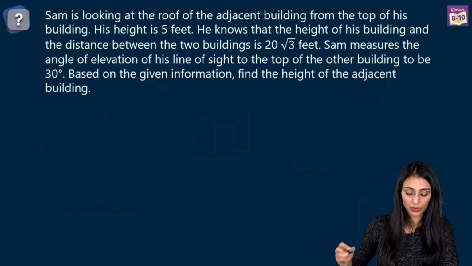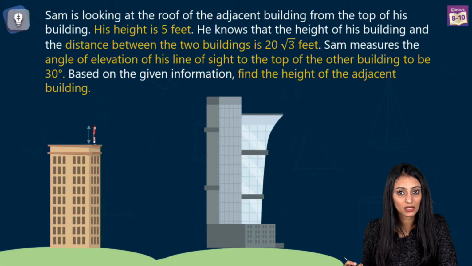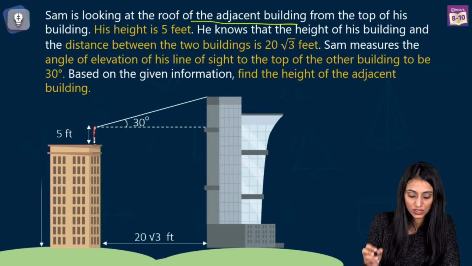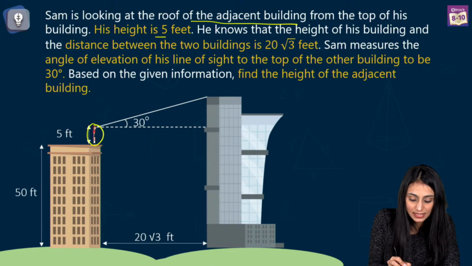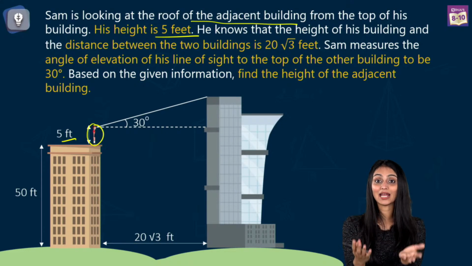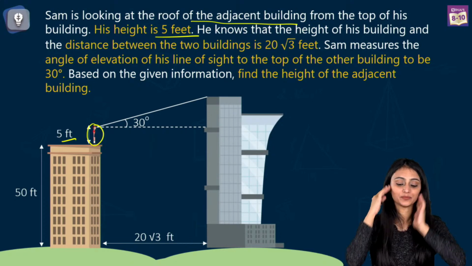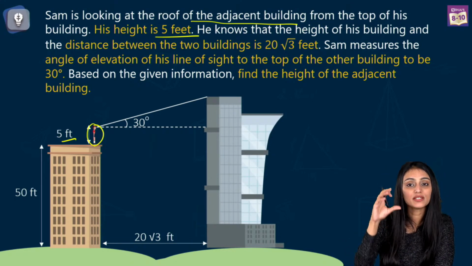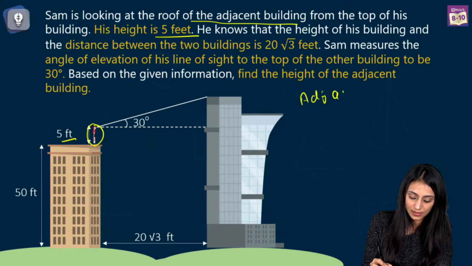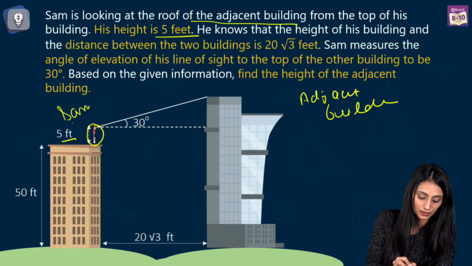So, let's look at the figures first. We are talking about two buildings over here. One is Sam's building, one is the building which is adjacent to his building. So, Sam is looking at the roof of the adjacent building. Sam is here. Sam's height is given. That's 5 feet. This time, see, it's an example where we are considering the height of the observer as well, right? So this is 5 feet, that's the observer's height, and this is the adjacent building. This is Sam's building, right?